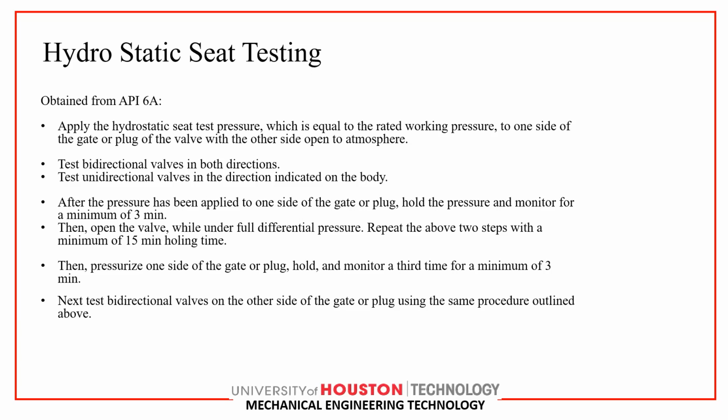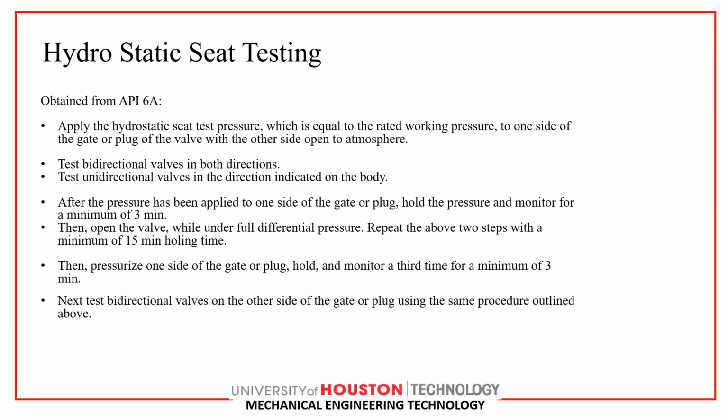After the pressure has been applied to one side of the gate or plug, hold the pressure and monitor for at least 3 minutes. Then open the valve while under full differential pressure. Repeat the above 2 steps with a minimum of 15 minutes holding times. Test bidirectional valves. Our gate valve is bidirectional, one of the properties of the gate valve is that it is bidirectional in both directions. And test unidirectional valves in the direction indicated on the body.